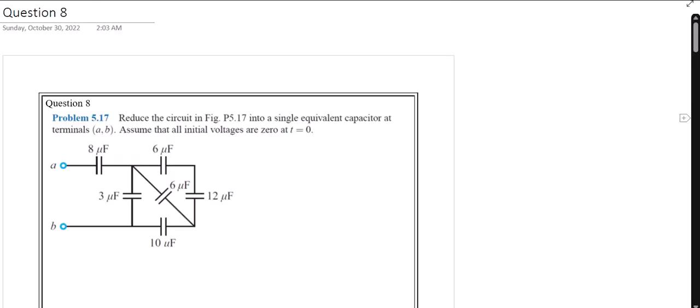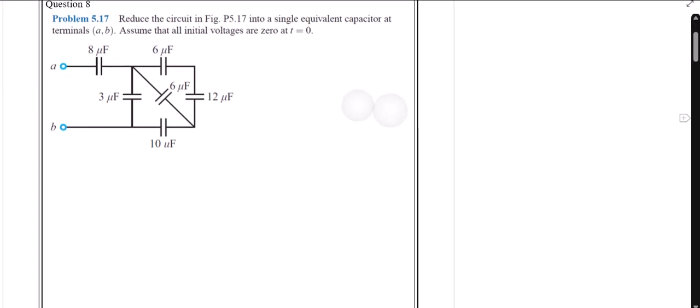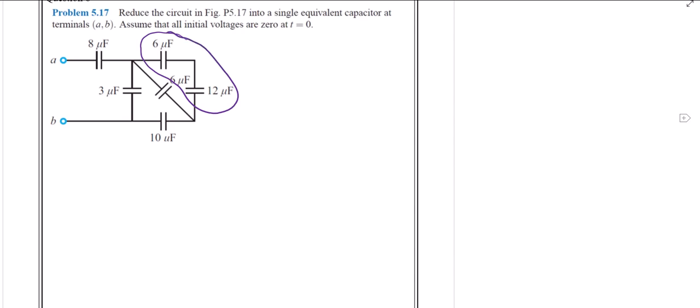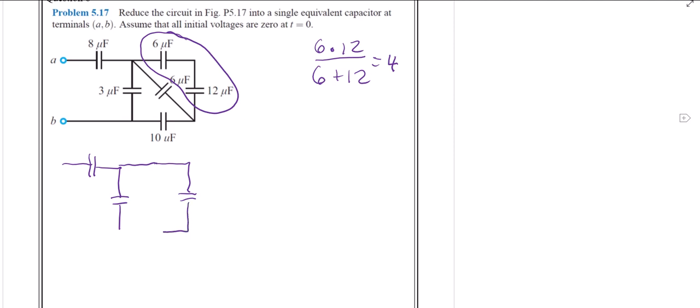Okay, for this one, we are supposed to reduce the circuit into a single equivalent capacitor. And we just need to remember that capacitors work the opposite of resistors. So notice that these two are series. So we can do product over sum. 6 times 12 over 6 plus 12, 72 over 18, which is 4 micro. I'm going to leave out the micro because they're all micro, and it's not going to affect anything because we don't have any other kinds of units going on. Okay, so this was 4, and this is 6. Well, the 4 and the 6 are now in parallel, so we can add them.